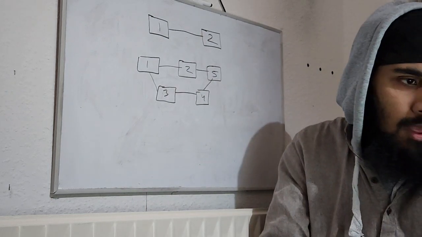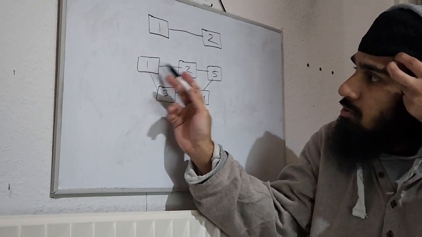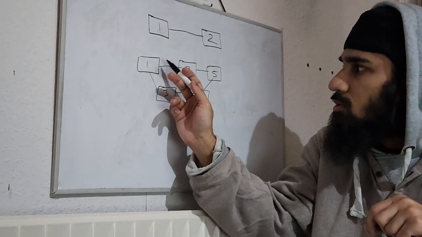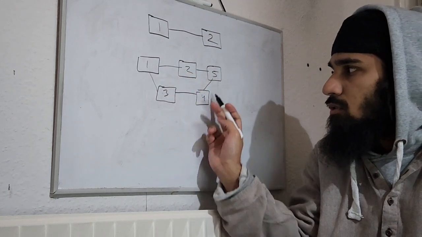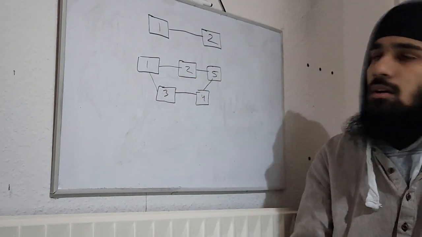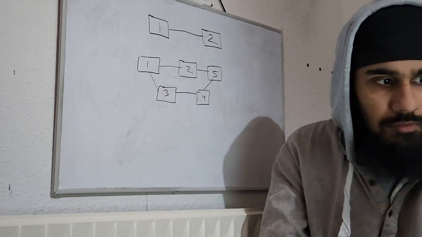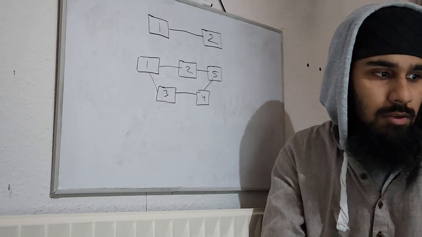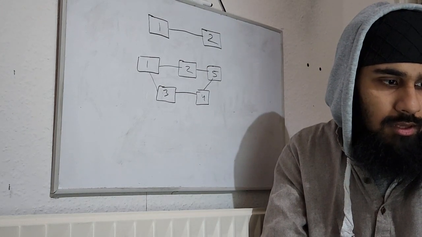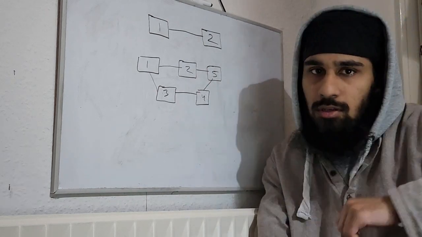So you have 1 maybe trying to get to 5. How is it going to do that? What's the routing? Is it going to go 3, 4, then 5? Or is it going to take another route, 1, 2, or 5? So there will be many issues that we're going to look at. So let's begin. Why are we focusing on this?